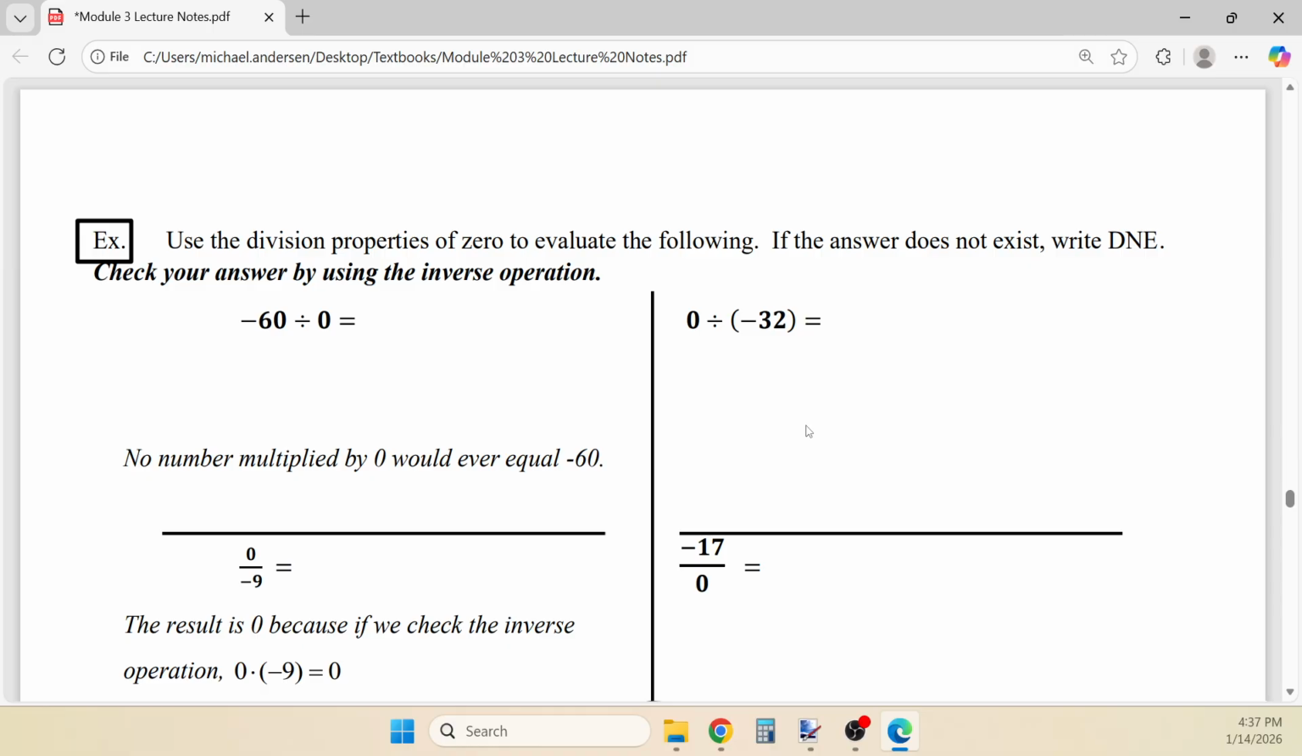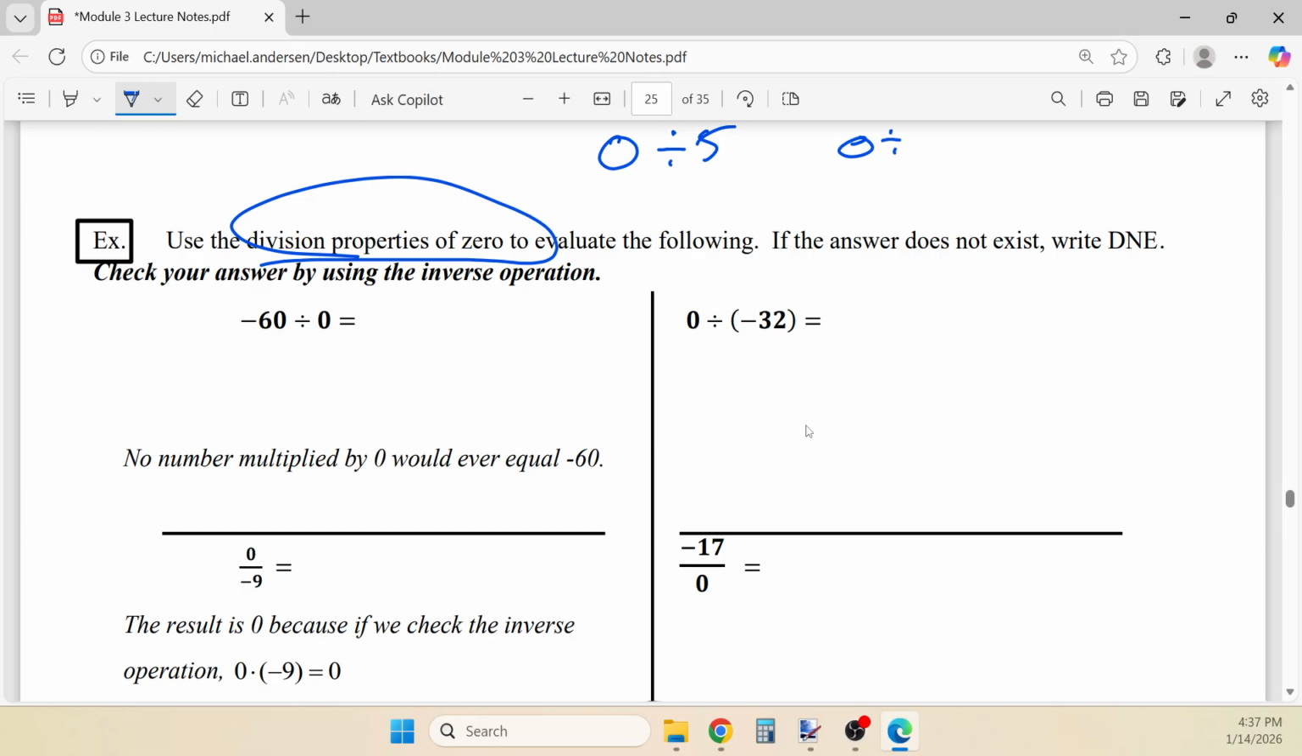Use the division properties of 0 to evaluate the following. The division properties of 0 are that 0 divided by anything, whatever you want to put here, 5, 52, 179, all equal 0.